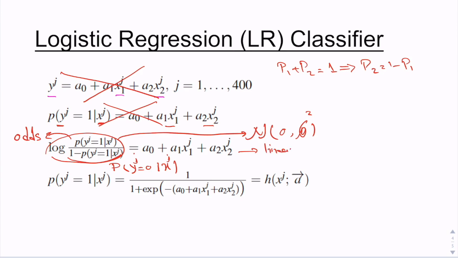Okay, this is linear regression. But we would like to find this probability. So if you solve this problem in terms of the probability of yj equal to 1 given xj, this probability is equal to 1 over 1 plus exp. This is an exponential function.